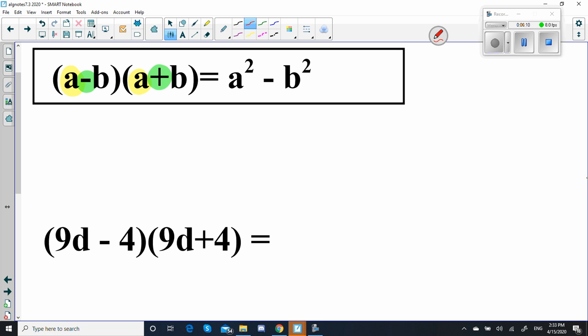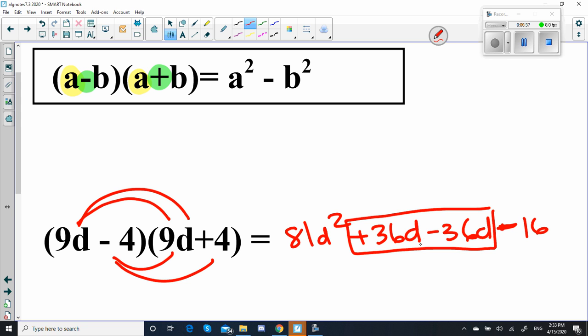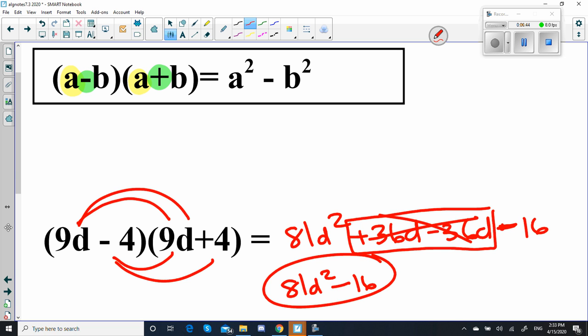All right, so here we go. So 9d times 9d is 81d squared. I multiply the 9 times 9 and the d times d. 9d times positive 4 is plus 36d. Negative 4 times 9d is negative 36d. And negative 4 times positive 4 is negative 16. These two in the middle equal 0 because they're exactly the same. They're just opposite each other, so they cancel. So the final answer is 81d squared minus 16.